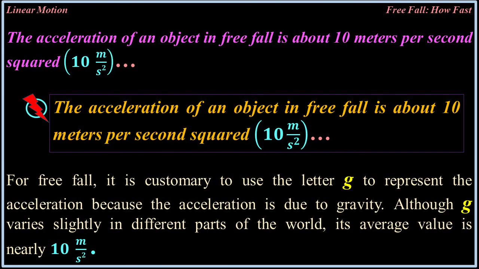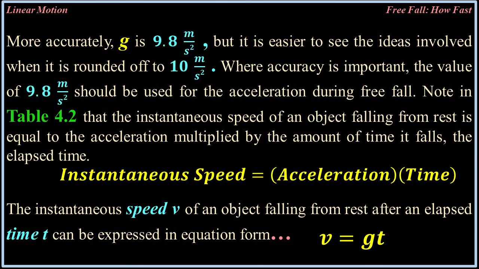The acceleration of an object in free fall is about 10 meters per second squared. For free fall, it is customary to use the letter g to represent the acceleration because the acceleration is due to gravity. Although g varies slightly in different parts of the world, its average value is nearly 10 meters per second squared. More accurately, g is 9.8 meters per second squared. But it is easier to see the ideas involved when it is rounded to 10 meters per second squared.